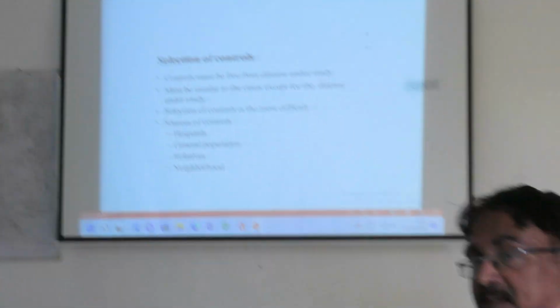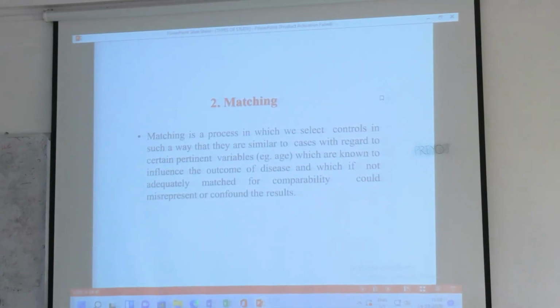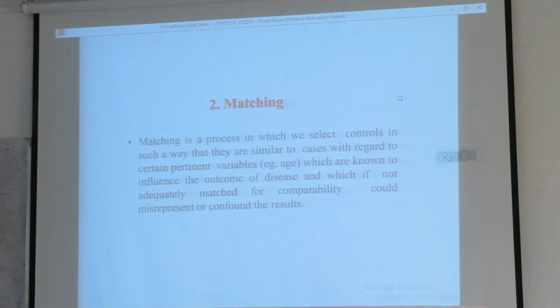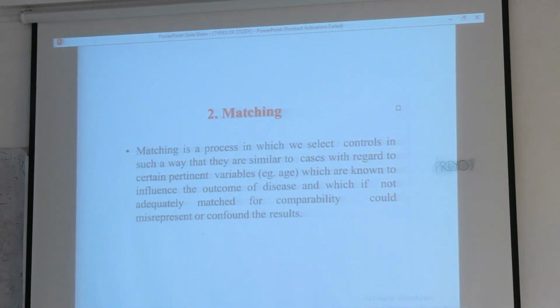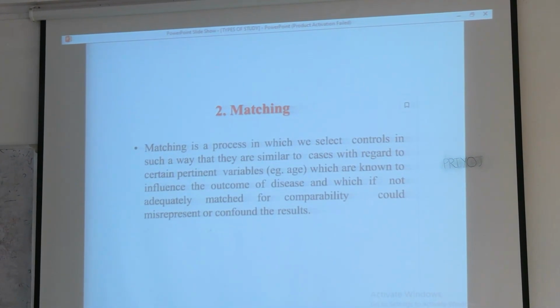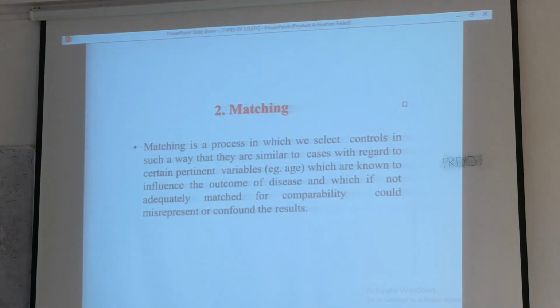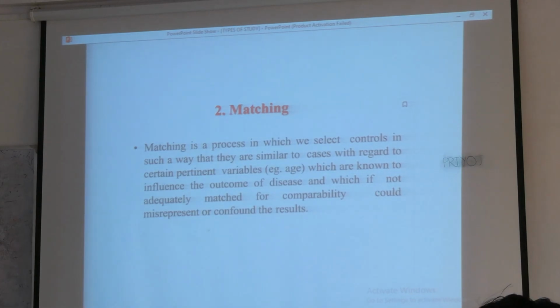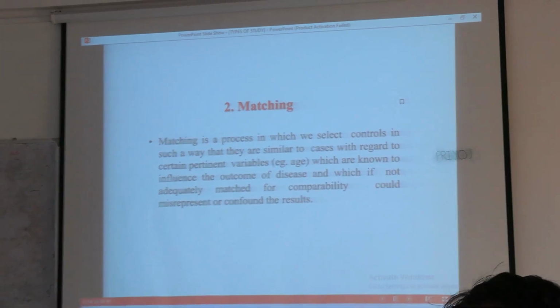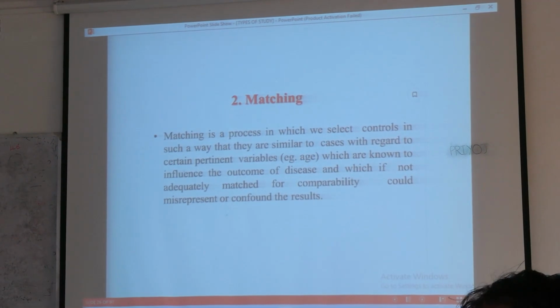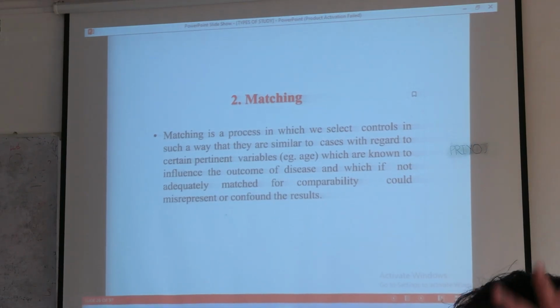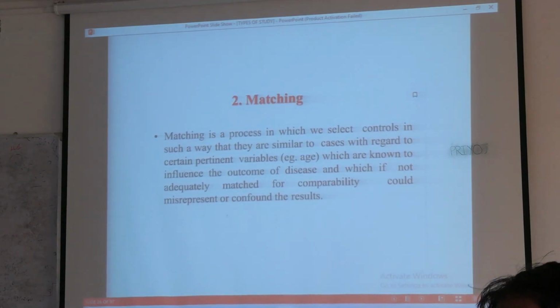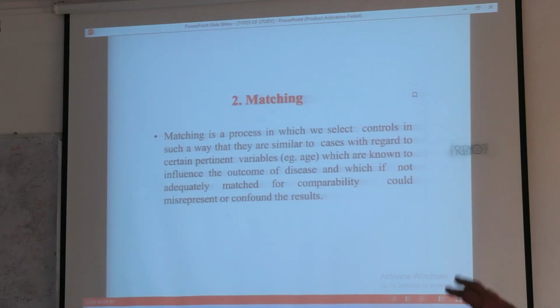So everything should be the same as much as possible except for that particular disease. Then matching. So we select control in such a way that with the age, certain things are almost matched. Like for example, age. You cannot compare a 25-year-old person with a 60-year-old person in terms of health, because a 60-year-old person may be having more problems. You cannot compare yourself with me or with some other professor because of the age factor. My body is not like your body, so that's the matching.